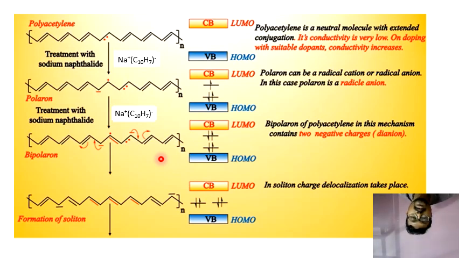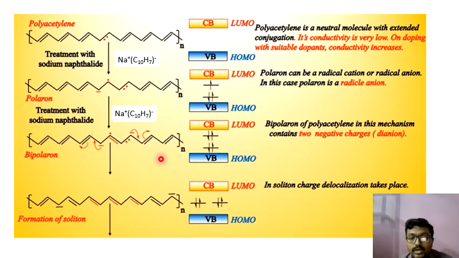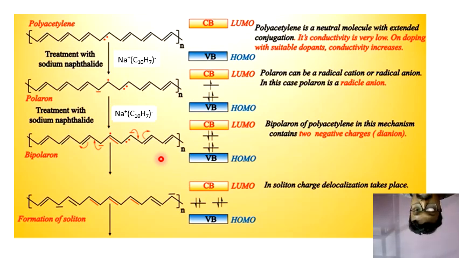Remember that for exam purposes, conductive polymer is very important. You have to know about the two examples of conductive polymer, polyacetylene and polyaniline, their preparation, their uses, and also this mechanism. Conductive polymer is also important for your exam.